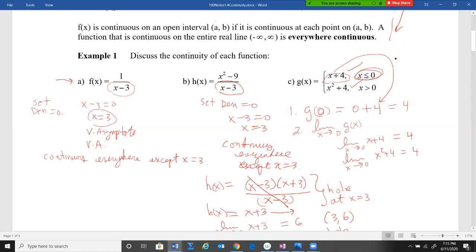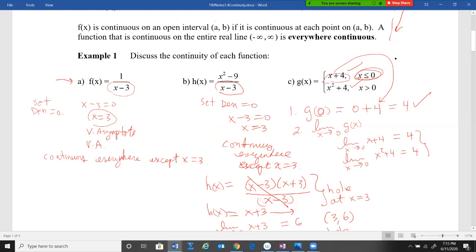So if a direct substitution works, then we don't have to think anything else about this. We've got x heading to 0. We get a 4. We get a 4 here. Now notice these two are the same, which means that's the limit. It's 4. And it also matches the value of the function.